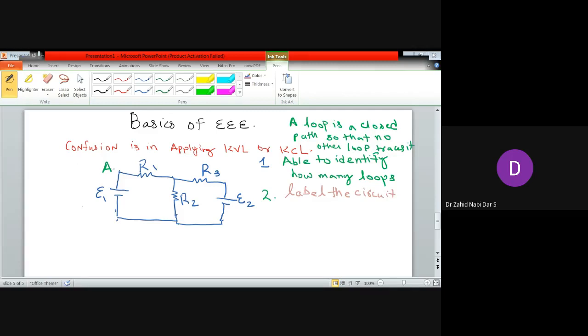Okay, the third step is, if there is any element in between.